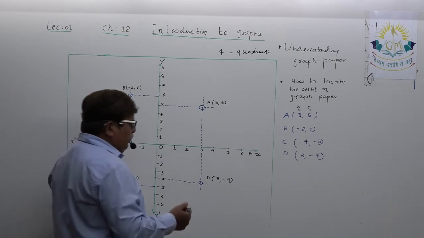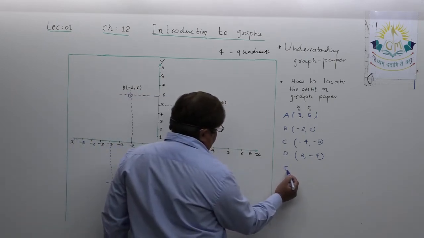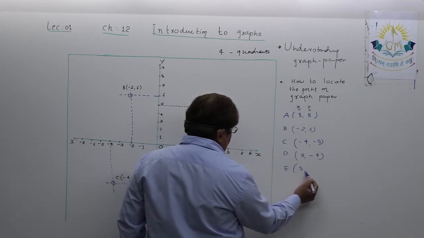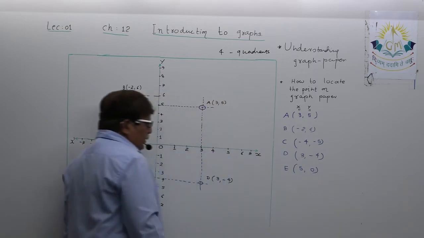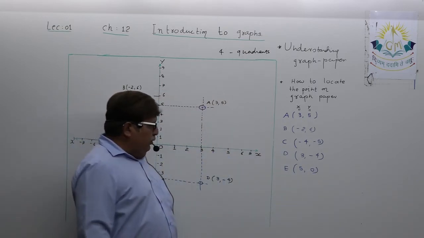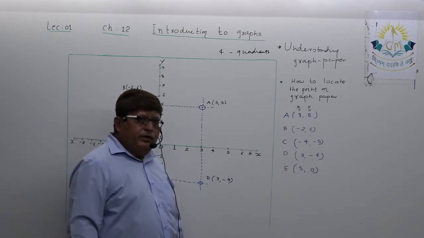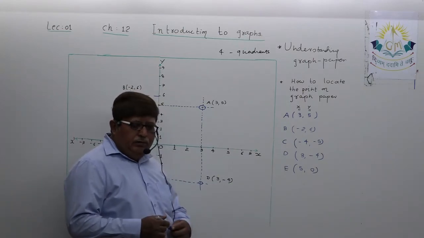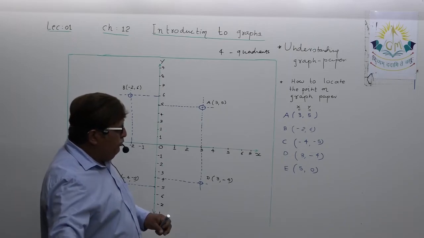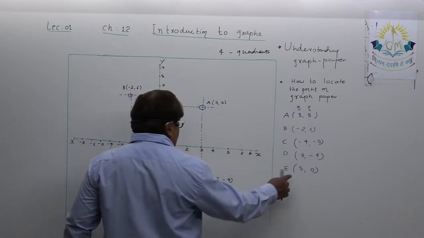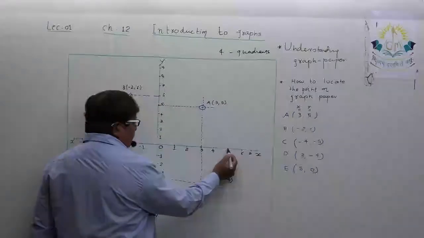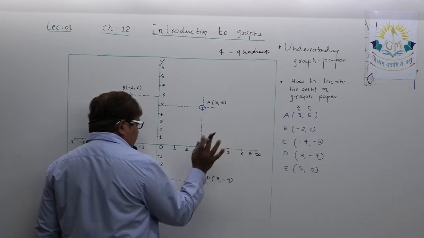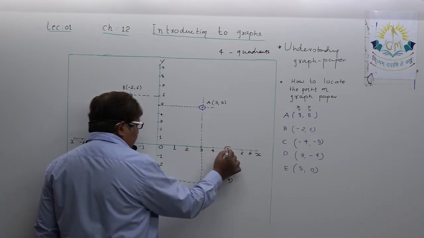Okay, suppose, dear student, we take one another point. Suppose E, I say 5 comma 0. Can you tell me what is the x coordinate? 5. What is the y coordinate? 0. Now, dear student, be very conscious because x coordinate is 5. See here, but y coordinate is 0. So you do not have to worry about the y coordinate. This is the point already here.